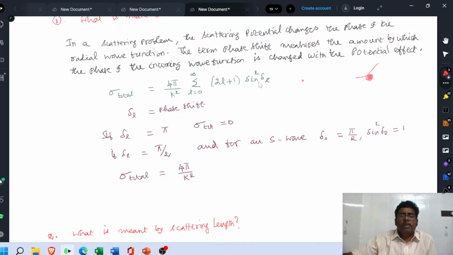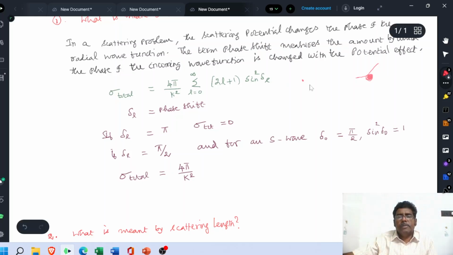Suppose the value of delta L is pi by 2, sine 90 is maximum, so the maximum area is available for scattering. Here L points out the orbital angular momentum quantum number. Suppose L equal to 0, which corresponds to the S wave. The low energy scattering is explained only with the help of S wave. If delta 0 equal to pi by 2, then sine square delta 0 equal to 1. Therefore, the total scattering cross section is 4 pi by k square. In this way, we should realize the concept of phase shift.